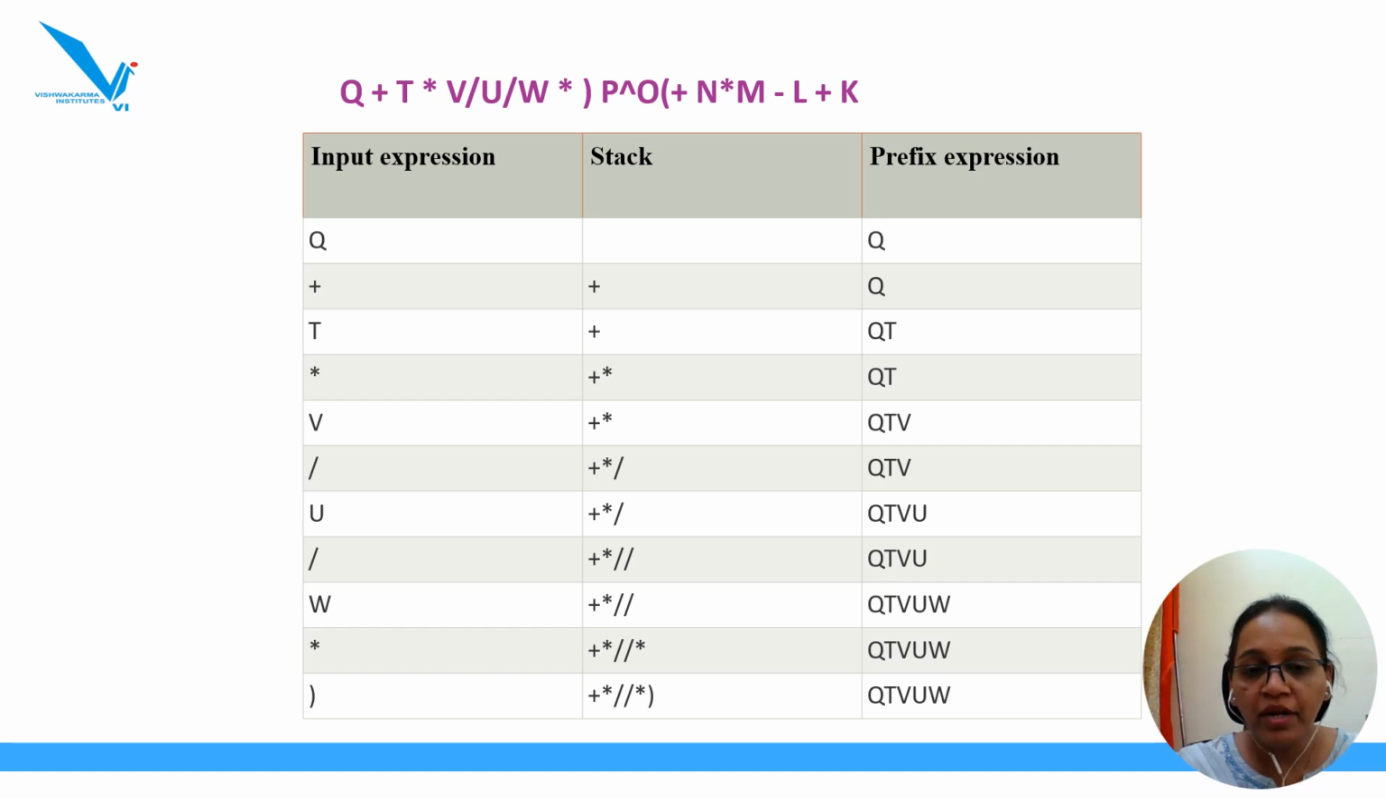Then w is coming. W you can directly add to the prefix. Then star is coming. Star also has the same precedence as the division, so you can directly push. Then the closing bracket is coming. So what do you have to do when the closing bracket is there? The closing bracket has the higher precedence, so you can directly push it onto the stack.